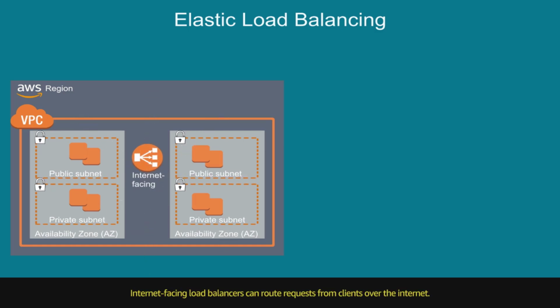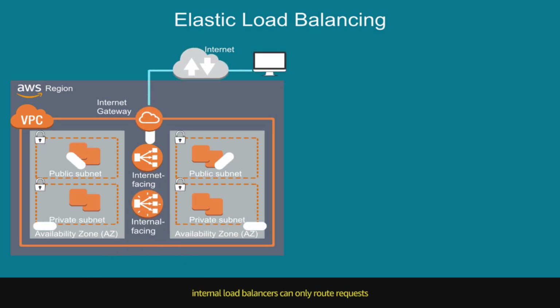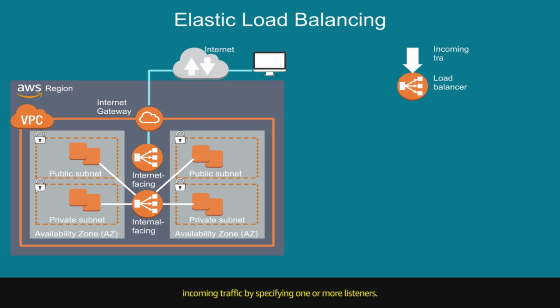Internet-facing load balancers can route requests from clients over the internet. On the other hand, internal load balancers can only route requests from clients with access to the VPC for the load balancer. You configure your load balancer to accept incoming traffic by specifying one or more listeners.